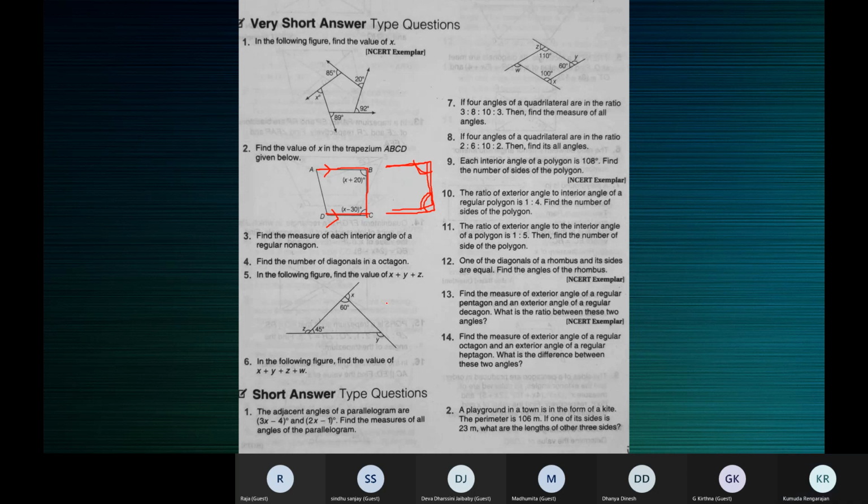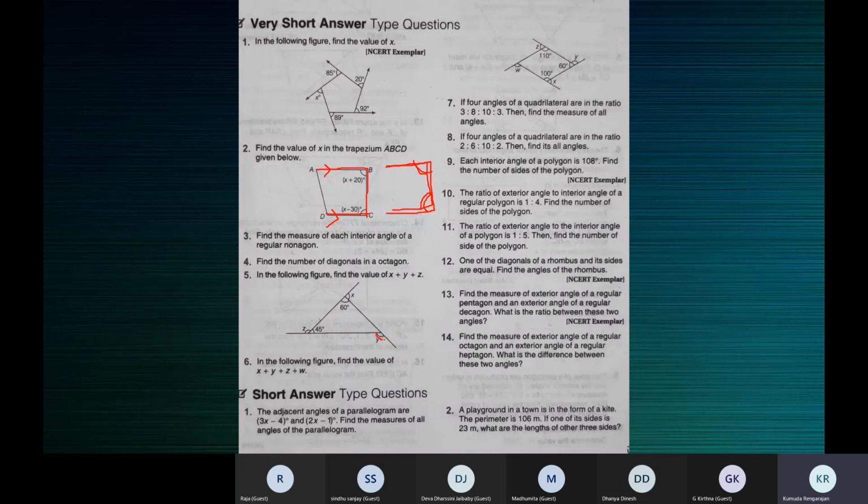Finish that. Yes, ma'am. Okay. Now, to find y, do we know the exterior angle property in a triangle? Yes, ma'am. All the angles add up to 360 degrees. No, the exterior angle property in a triangle. Okay, fine. Let me tell you the exterior angle property.